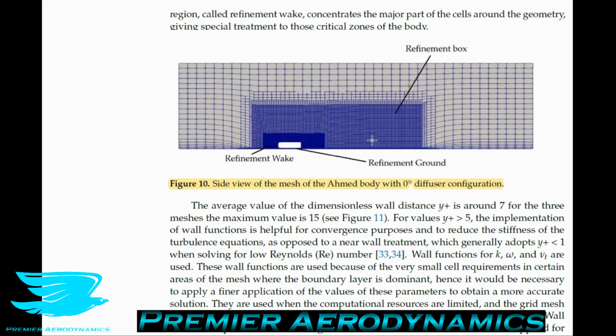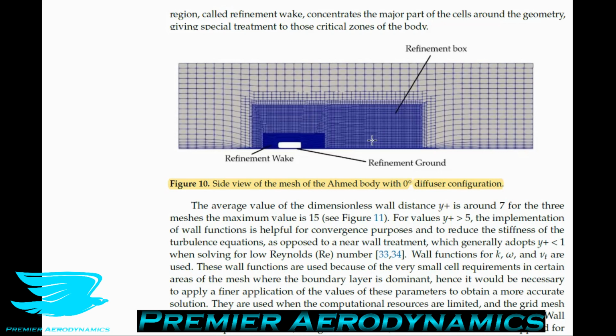For those of you who are listening to this, I'll describe it, or you can always go onto YouTube and see the image yourself, or our Spotify channel also has the video, or you can download the paper. This is figure 10. They have the armored body at 0-degree diffuser, so just the rectangular prism effectively, and they have very coarse cells far away from the body. Then as you get closer to the body, you get finer and finer cells.